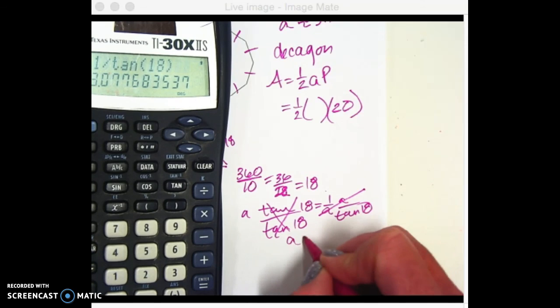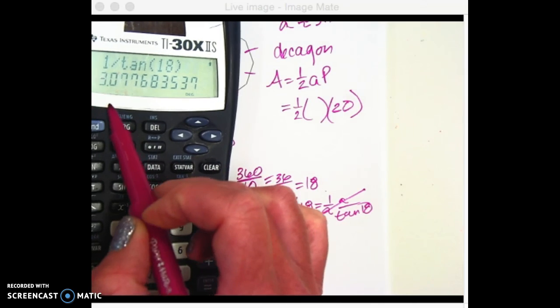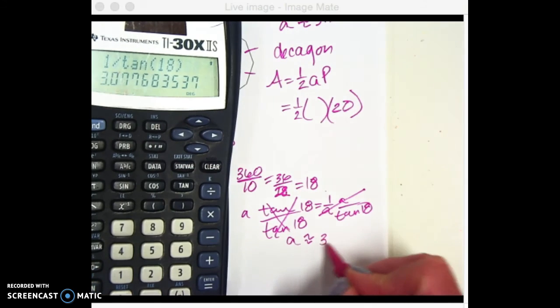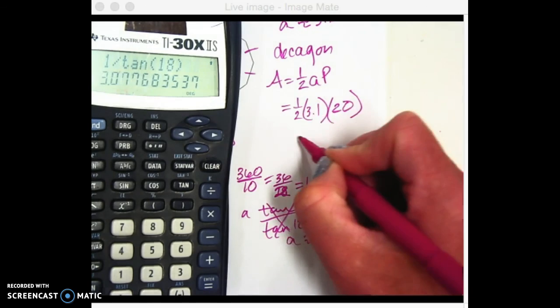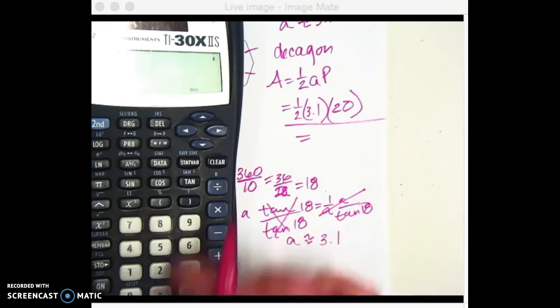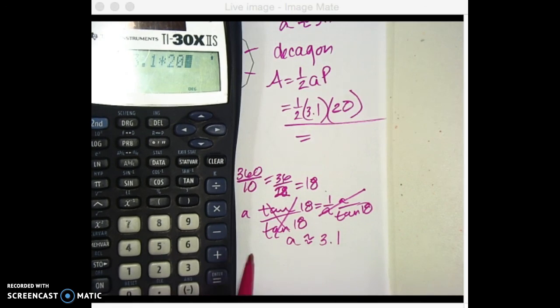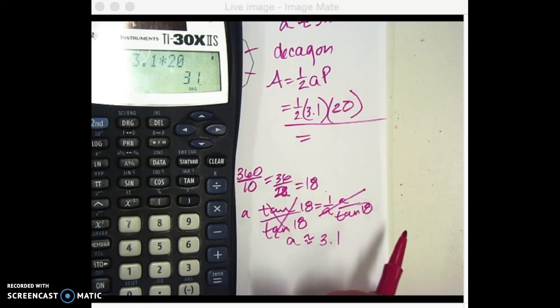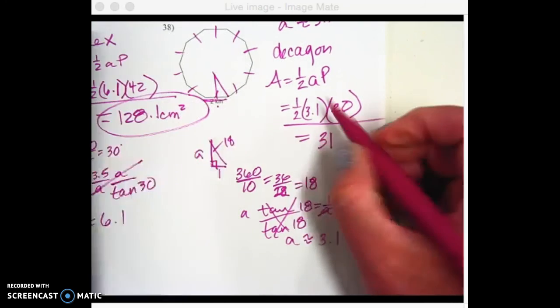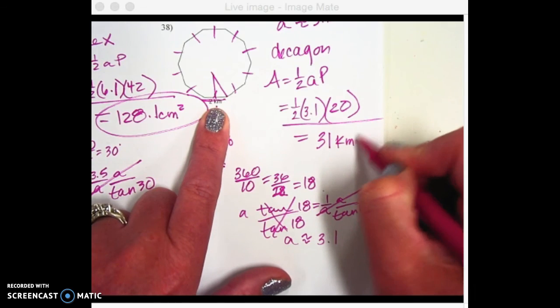And that means our apothem is roughly 3.0, but there's a 7 next to it, so I'm going to say 3.1. Let's type all this in the calculator, so I'm going to use 0.5 times 3.1 times 20. So the area of that decagon is 31, and this one was in kilometers squared.